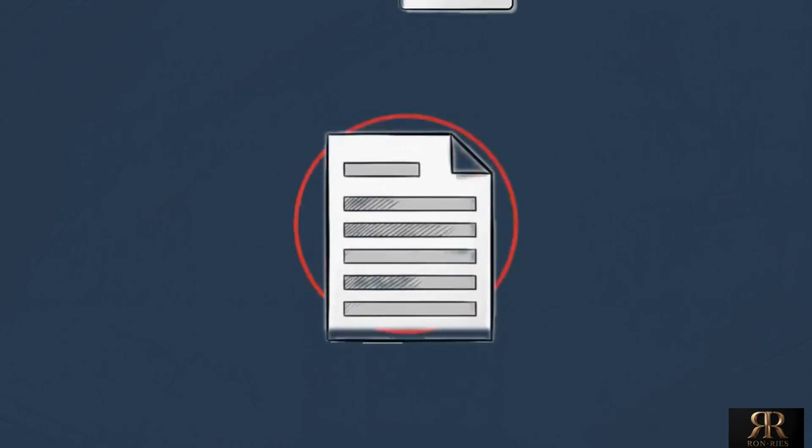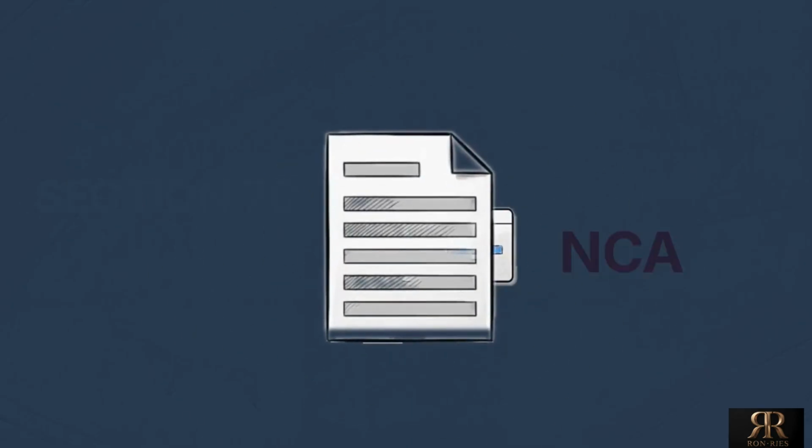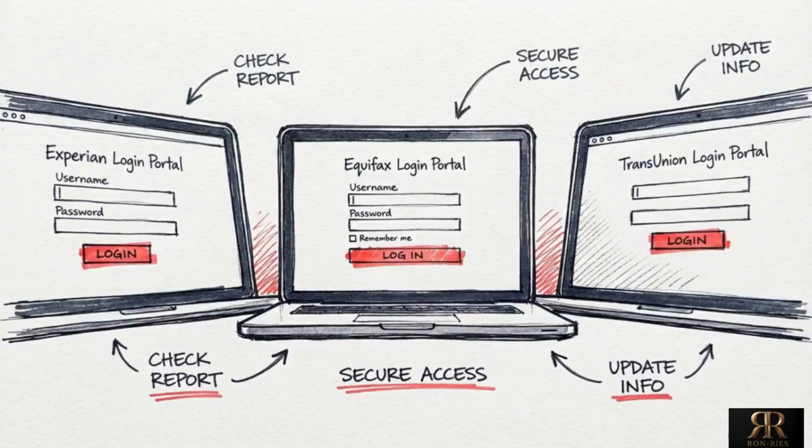Step 1 is obtaining the data. Under Section 70 of the National Credit Act, you have the right to claim 1 free credit report every 12 months from the major bureaus, including TransUnion, Experian, and XDS.